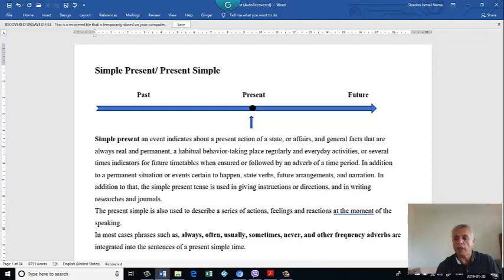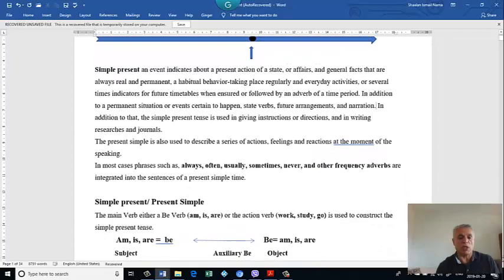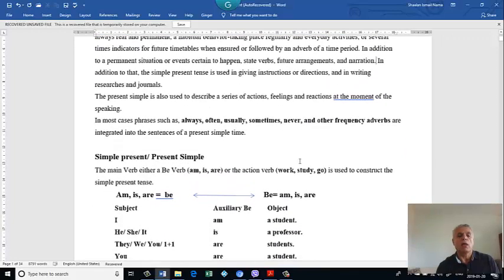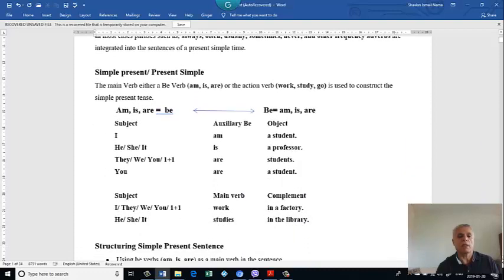Usually when we construct the simple present, we use those adverbs or phrases, sometimes we call them always, often, usually, sometimes, never, and other frequency adverbs that are integrated into the sentences of a present simple time. Let's go to how we construct or structure the simple present.